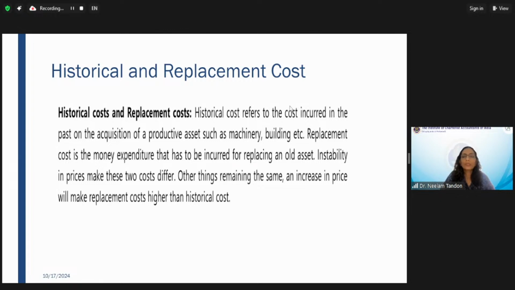Okay, so you'll replace with the new one. That becomes the replacement cost. So replacement cost will make, other things remaining the same, an increase in the production will make replacement cost higher.